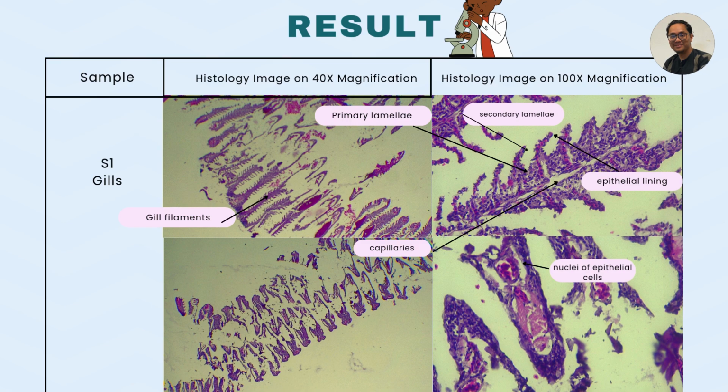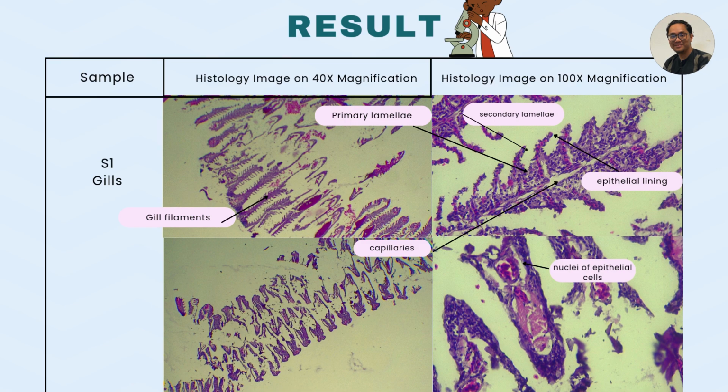This is sample S1, showing the gill tissue under histological observation. At 40 times magnification, we can identify the gill filament which supports the overall structure of the gills. Extending from these filaments are the primary lamellae, and from them the thinner secondary lamellae branch out, increasing the surface area for respiration.